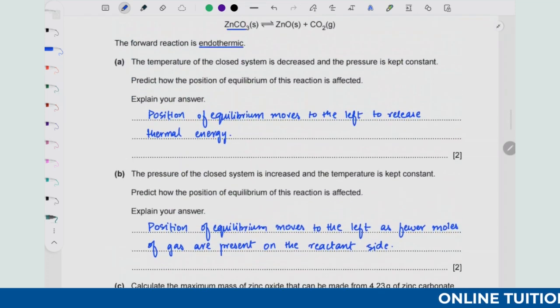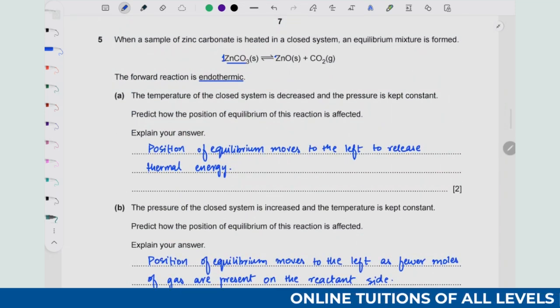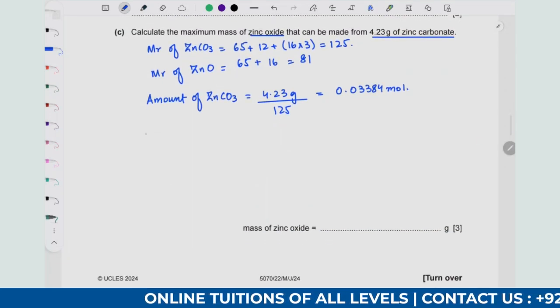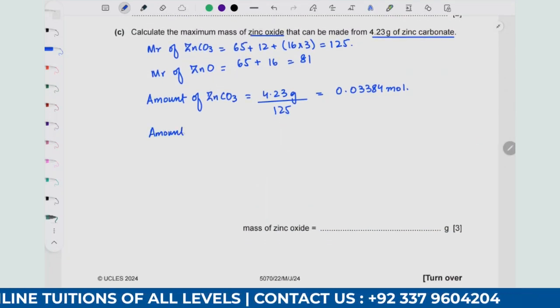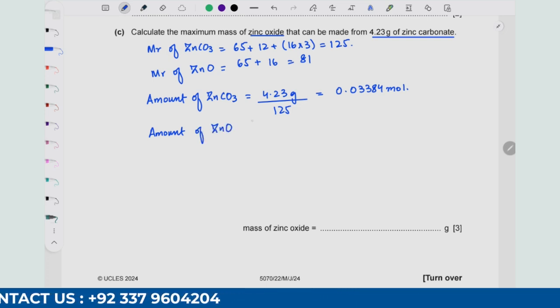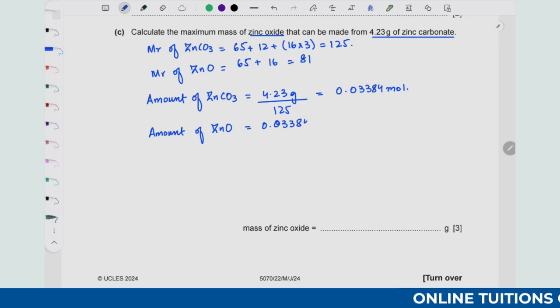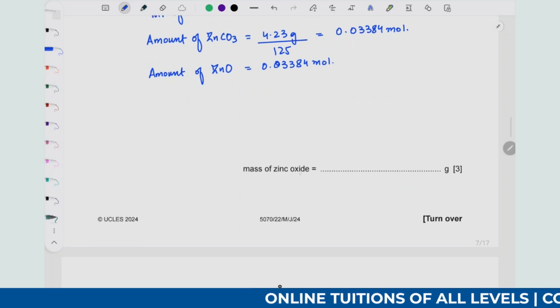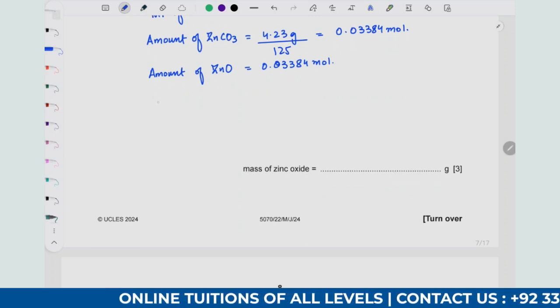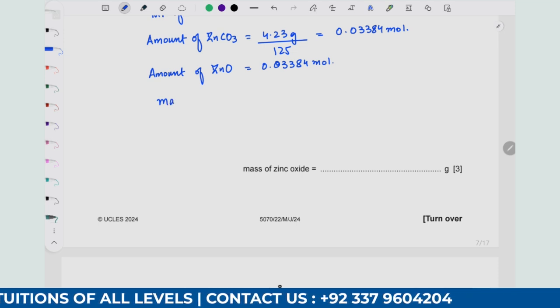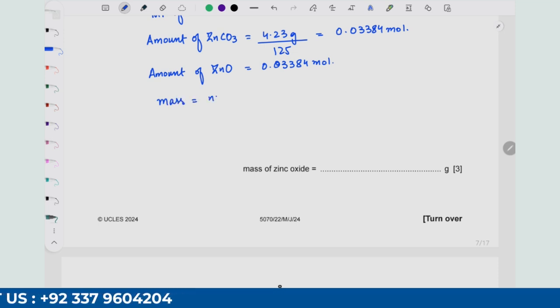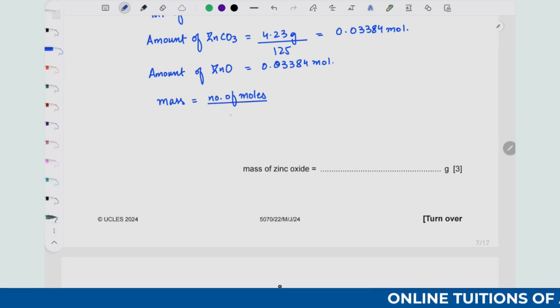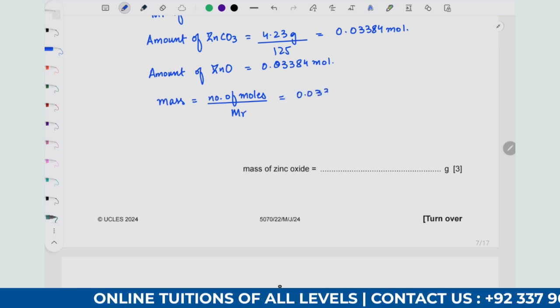Now, as we know from the equation that 1 mole of zinc carbonate gives 1 mole of zinc oxide, it means that the amount of zinc oxide will be the same as the amount of zinc carbonate, that is 0.03384 mole.